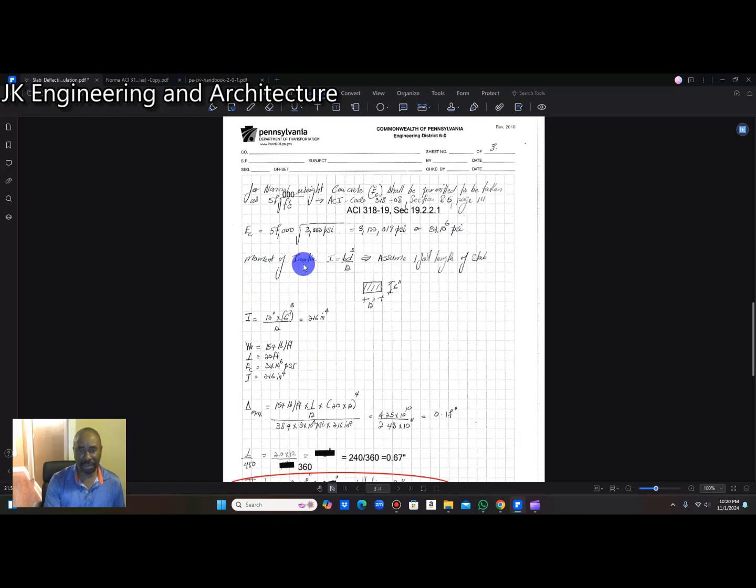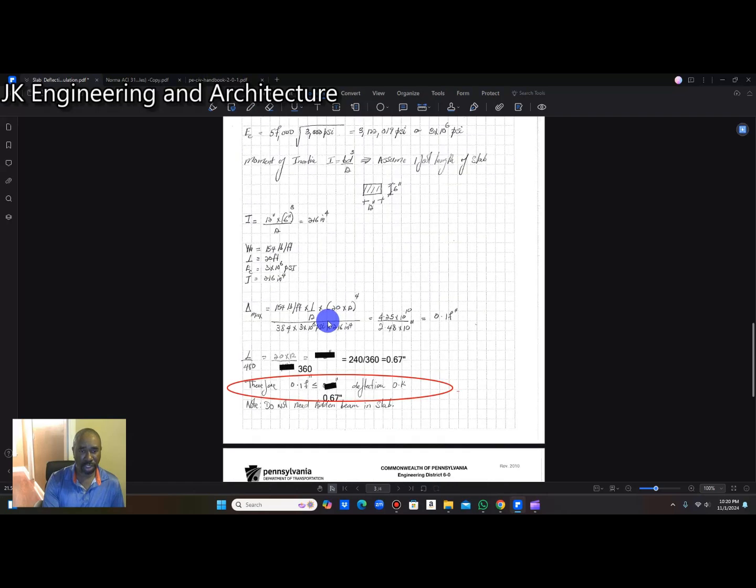Our moment of inertia now is bd cubed over 12. What we do now is assume a 1 foot length of the slab and cut a section through that 1 foot length. The section is going to have a thickness of 6 inches by 12 inches wide. Since we are working out our moment of inertia I, those values have to be in inches. So it's going to be 12 inches times 6 inches cubed divided by 12, and that works out to be 216 inches to the fourth.